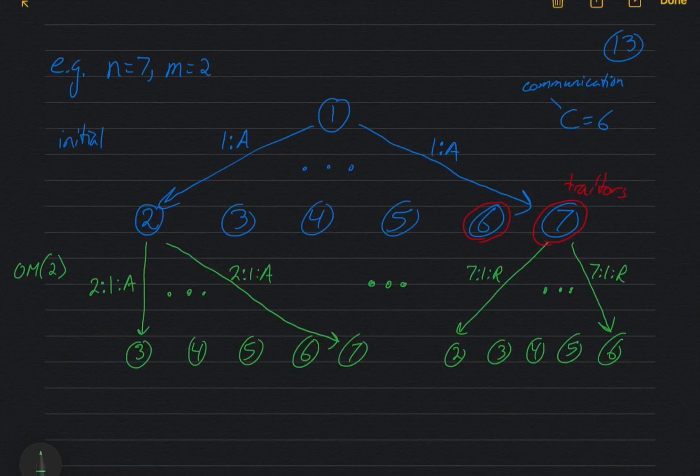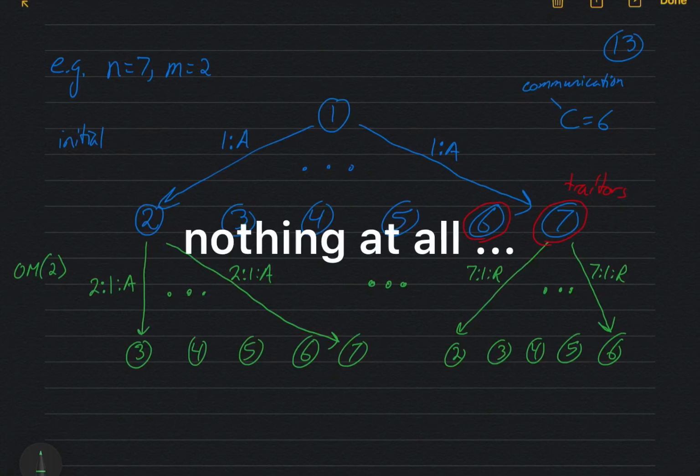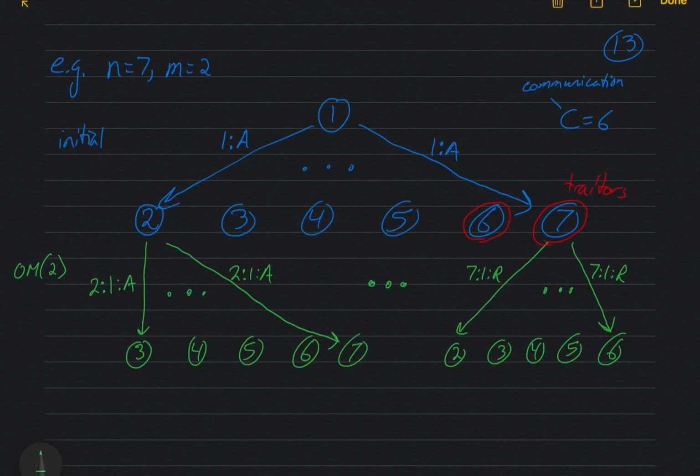Now, really, these are representing faulty components, which can present different values to different observers. So maybe sometimes it will send attack, sometimes it will send retreat, other times it will send nothing at all, but just to keep this straightforward, I'm just going to assume it sends R, same as 6.